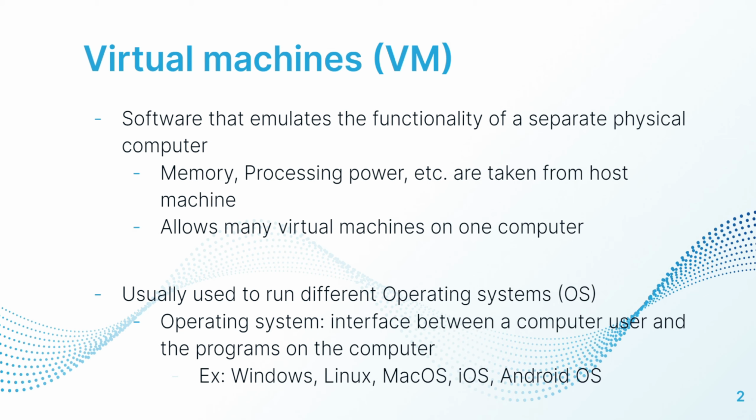In virtual machines, the memory, processing power, and a lot of the other resources are drawn from the host machine. This allows there to be many virtual machines on a single host machine. This is usually used to run different operating systems, or OSs. An operating system is the interface that you interact with as a user to open and see programs on a computer. You might know this as Windows, Linux, Mac, and there are many more.